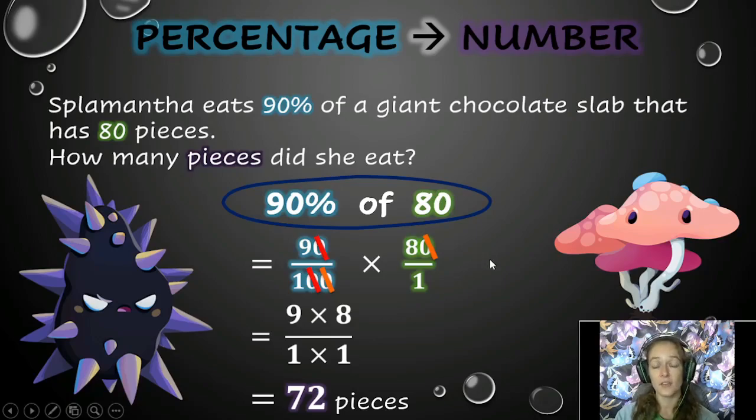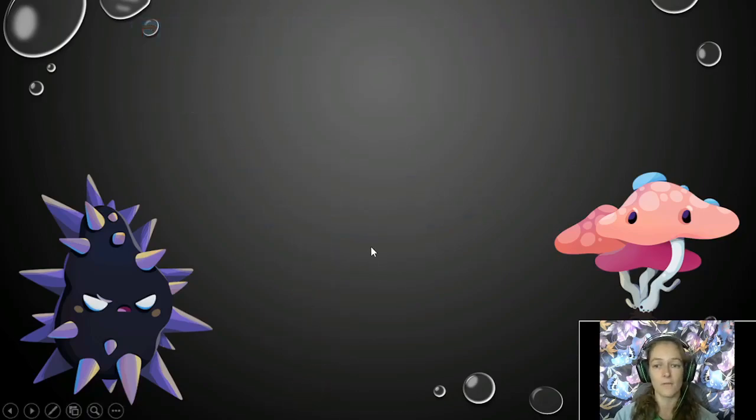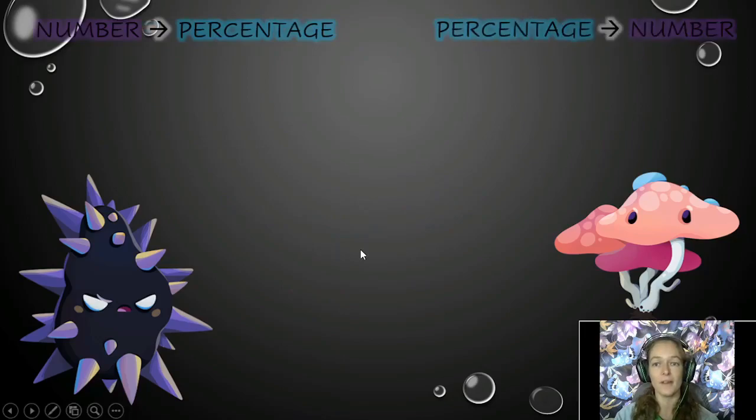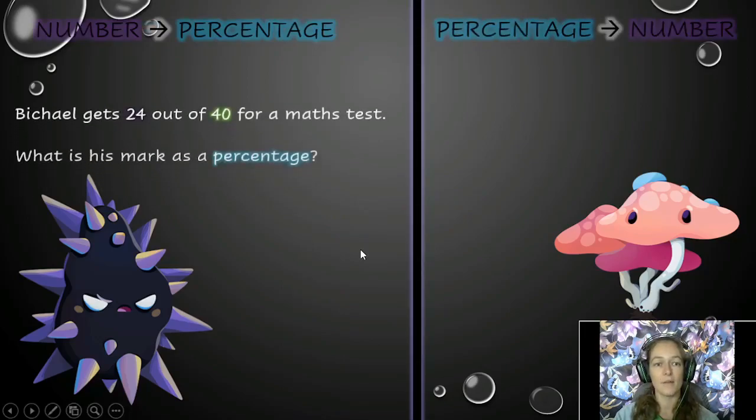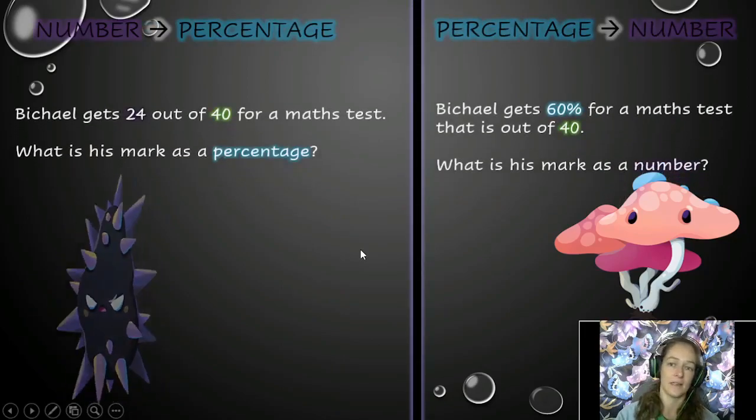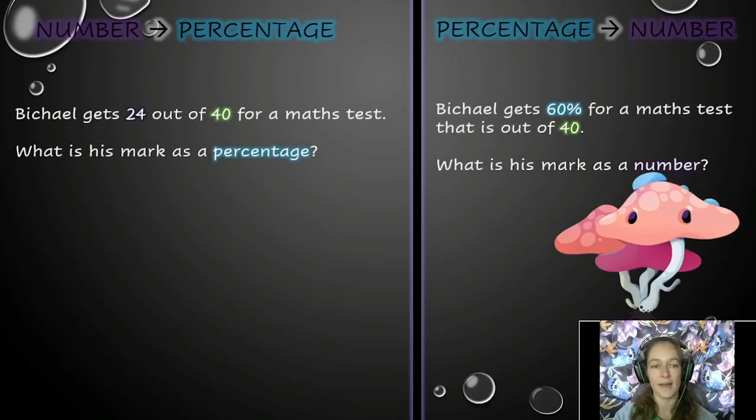Okay, so you can go back and see those if you want another review. I will do one more example. And this time we're going to be talking about Michael. He's got 24 out of 40 for his maths test, and we want to find his percentage.